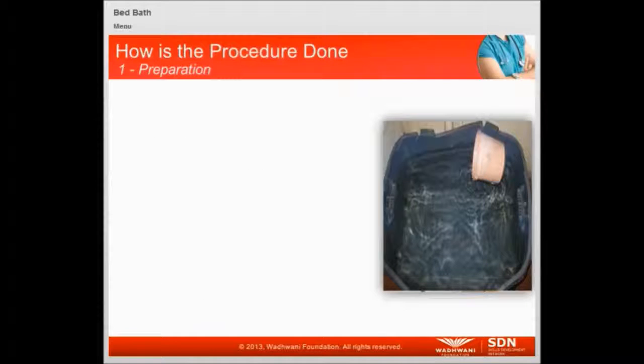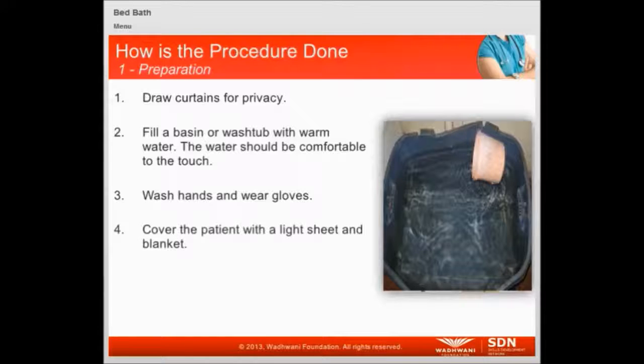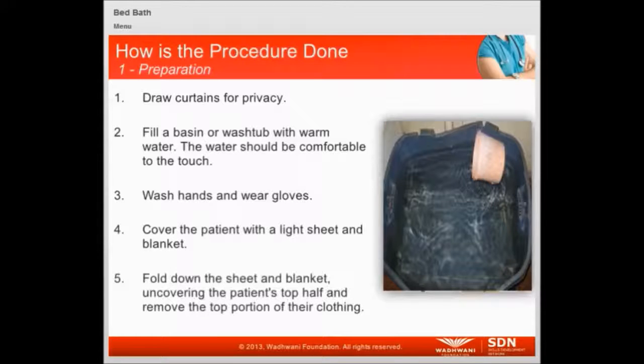Now let's look at the steps to give a patient bed bath. 1. First, you should draw the curtains for privacy. 2. Fill a basin or wash tub with warm water. The water should be comfortable to the touch. 3. Wash hands and wear gloves. 4. Cover the patient with a light sheet and blanket. 5. Fold down the sheet and blanket, uncovering the patient's top half, and remove the top portion of their clothing.